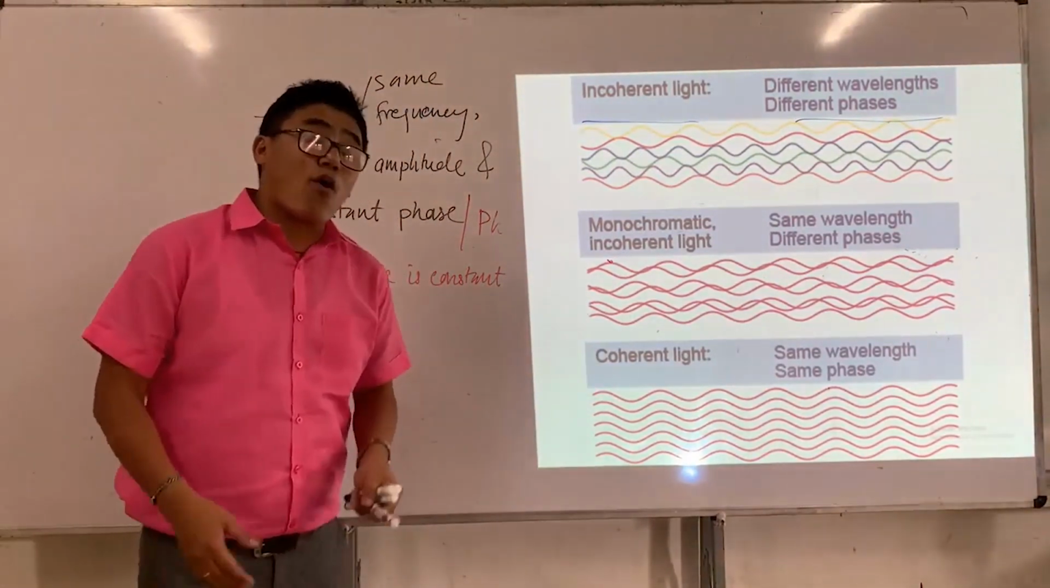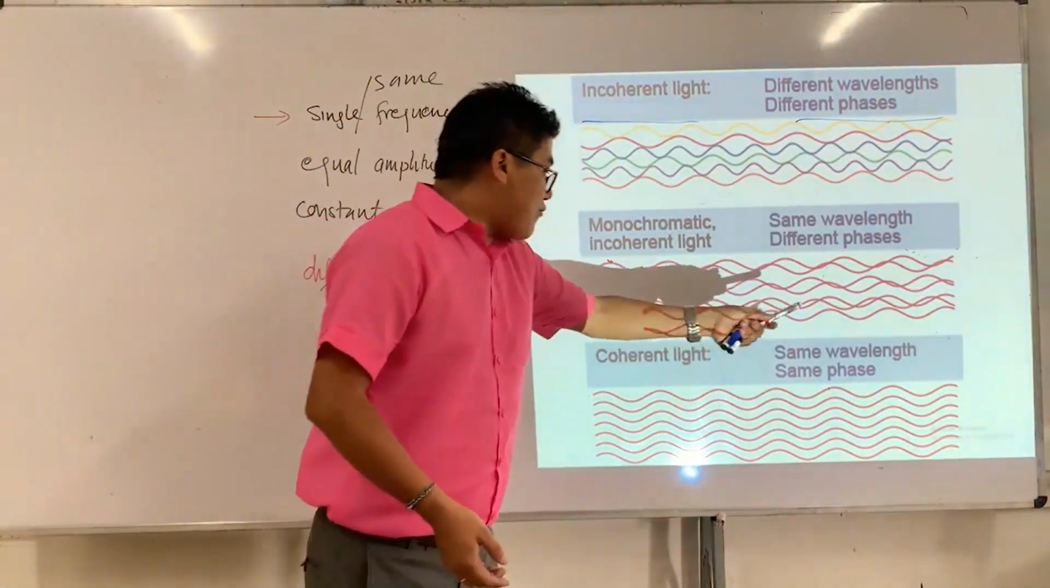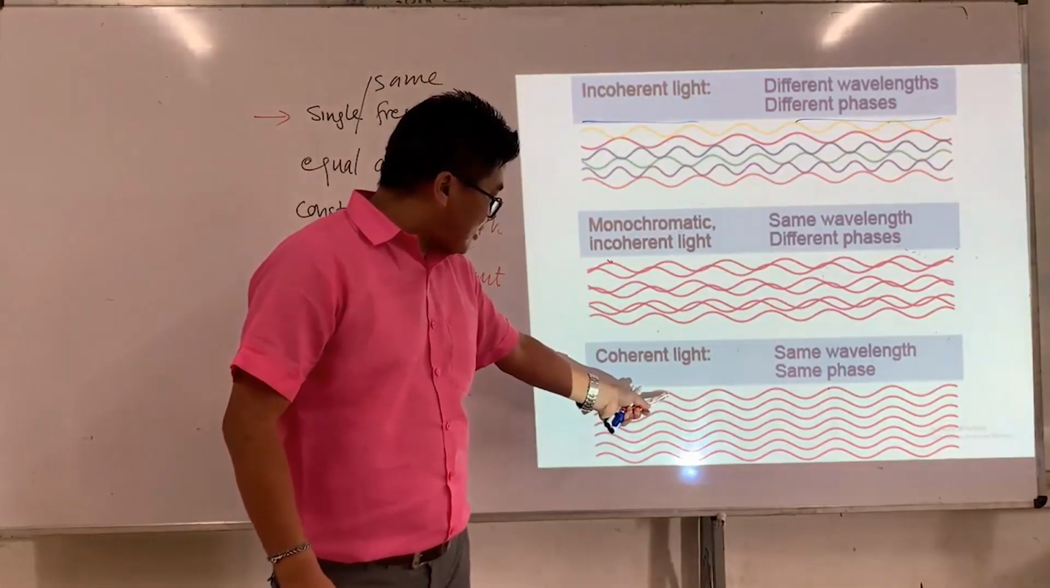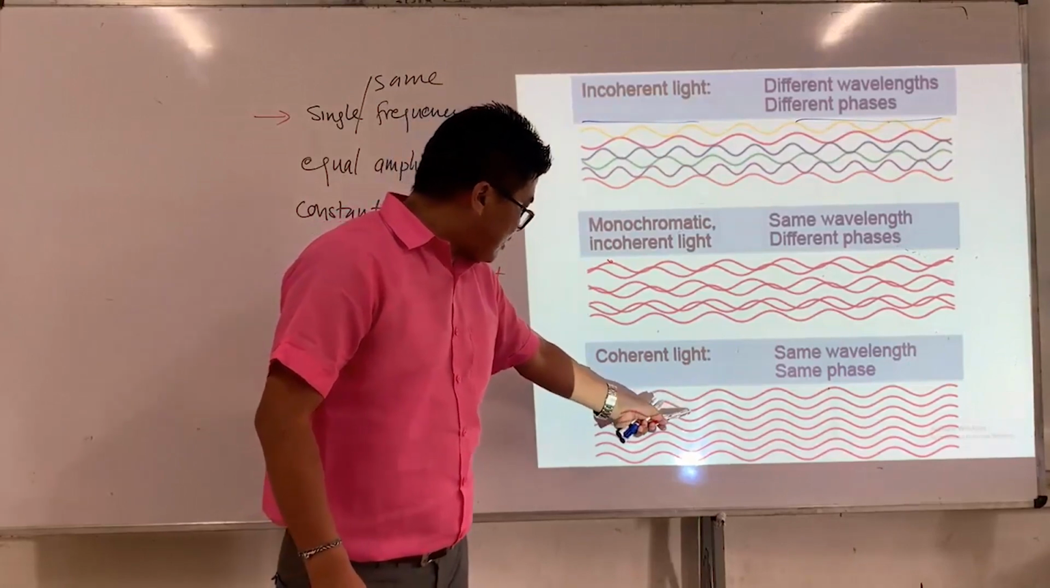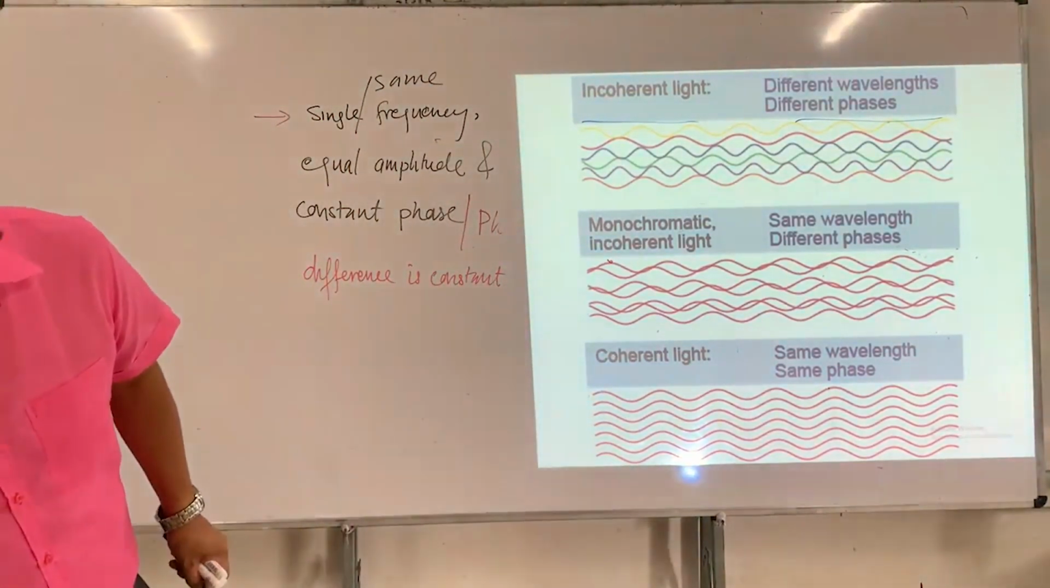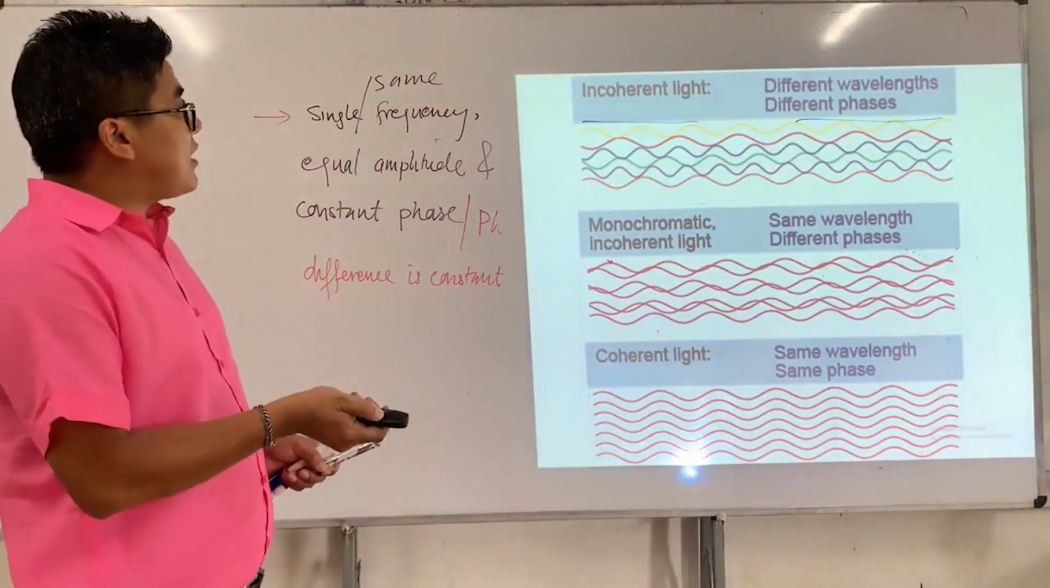Now this is what we have. Coherent light: same wavelength, same phase. Look at here, the phase doesn't change. Every time this point crosses, the other point is crossing, and when this is at the top, the other is at the top. So this is what we have. Now I have explained what is coherent and what is incoherent.